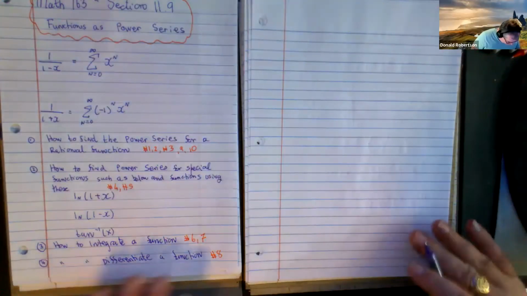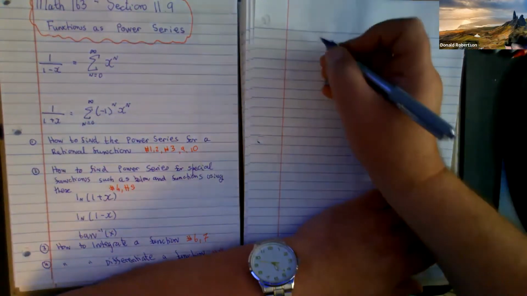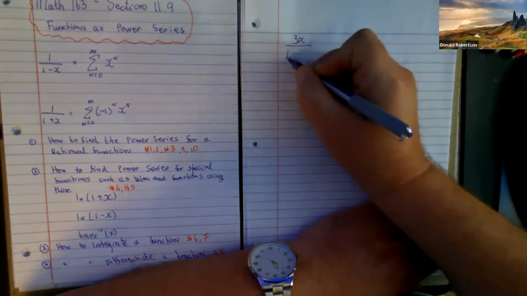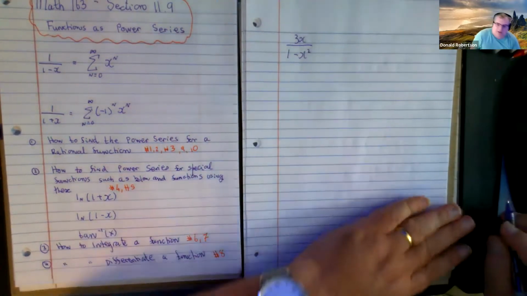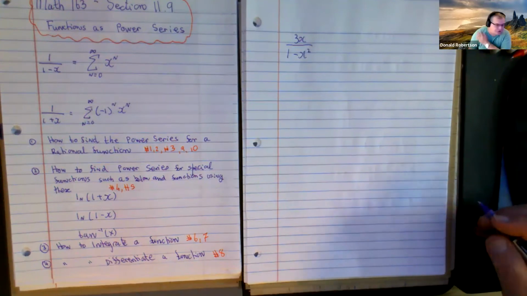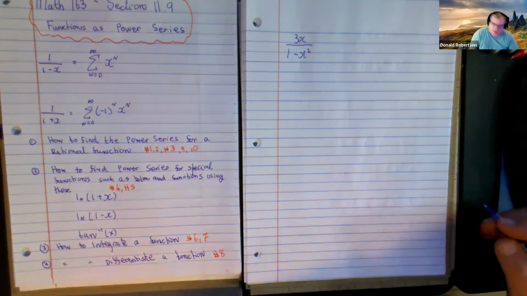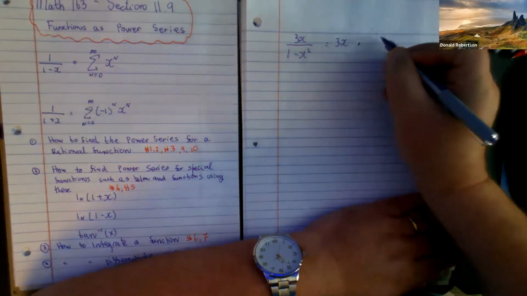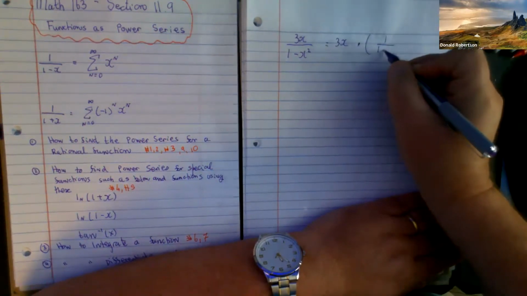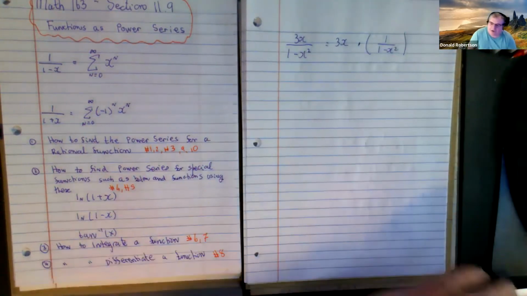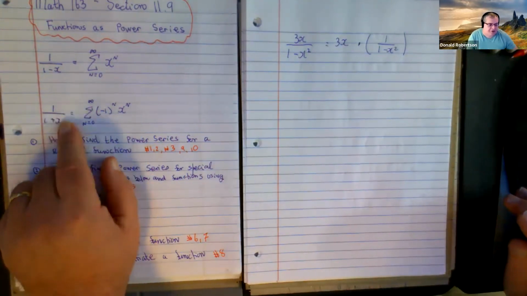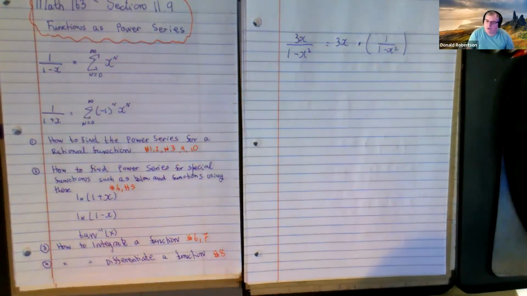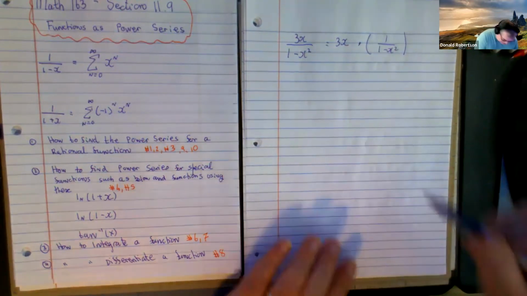Right, right. Good. Let's up the ante then. Let's suppose we do 3x over 1 take away x squared. And I'd like to get the power series for 3x over 1 minus x squared. First thing I'm going to do is split it up into a fraction that looks as close to these guys as I can. Do you see in this case, it looks like 1 minus x squared, right? 1 over 1 minus x squared, this guy.